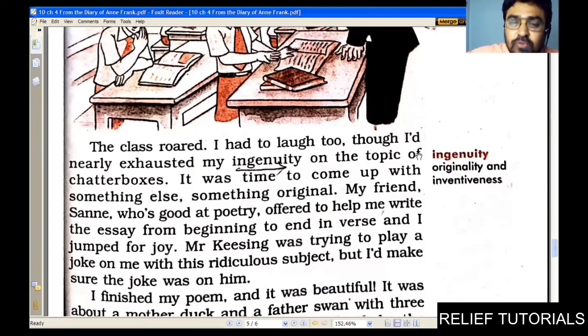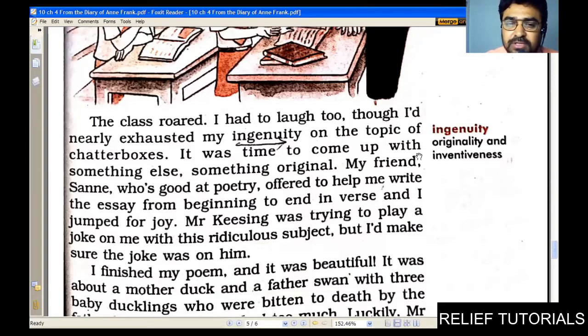in verse. It would be a kind of poetry, a prose poem, an essay in verse, in the poetry form. And I jumped for joy. That is a very different and innovative idea. Mr. Keesing was trying to play a joke on me with his ridiculous subject, but I would make sure the joke was on him. Well, she decided to again turn the table upon the teacher.